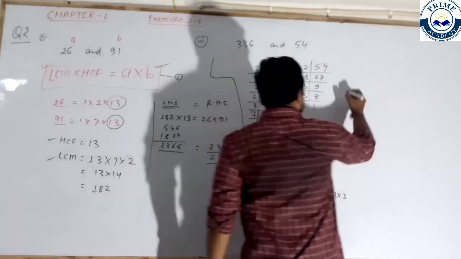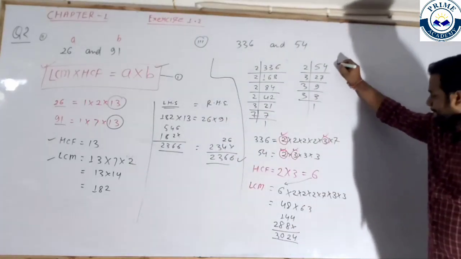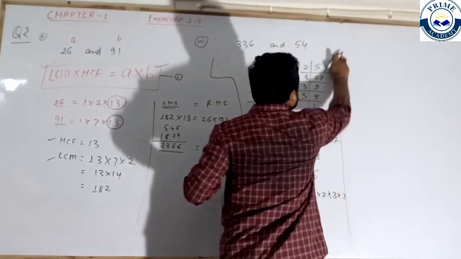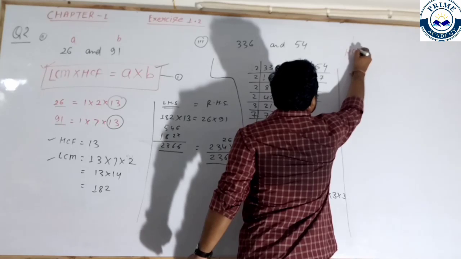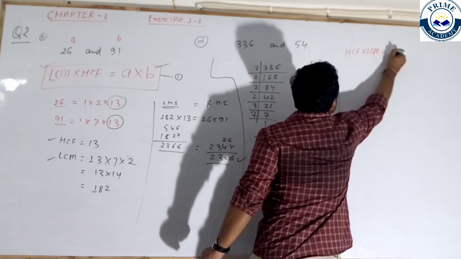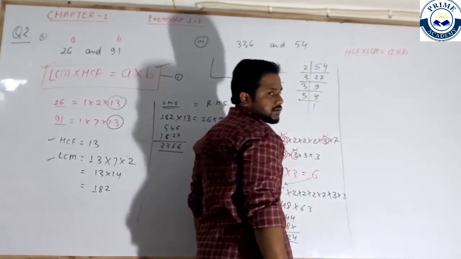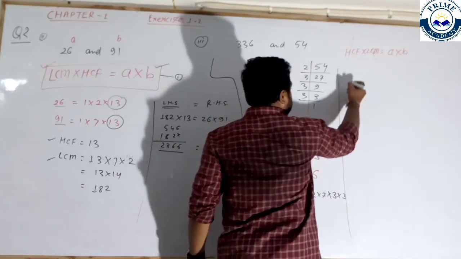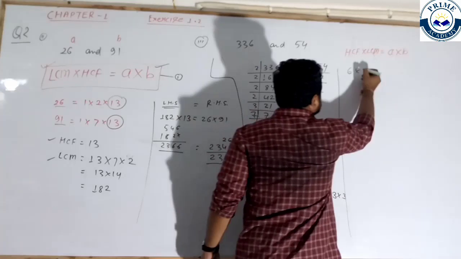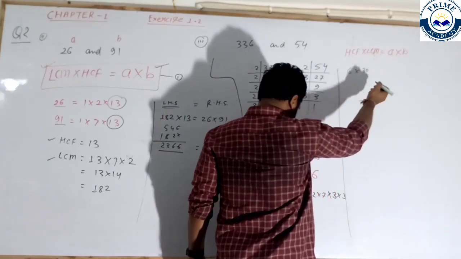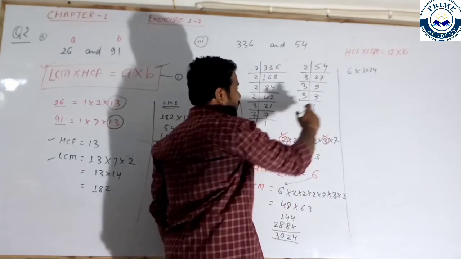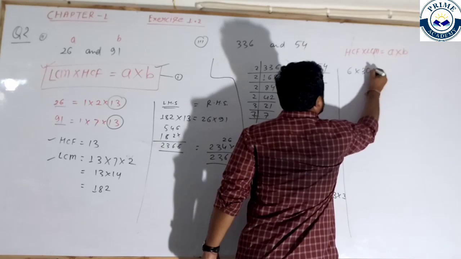LCM and HCF. Now look here. You got all this. Again I am writing the same value. HCF into LCM equals to product of A into B. Right? So what is HCF? That is 6. What is LCM? LCM is 30. That is 24. I am making a bigger one. 30 and 24.